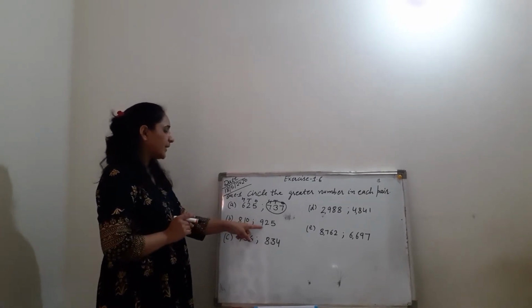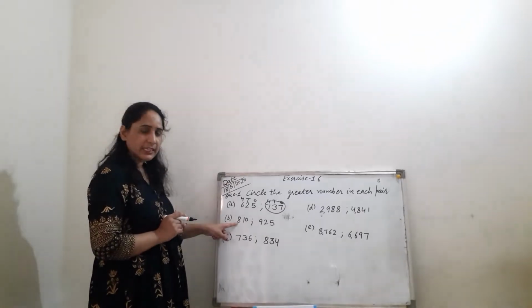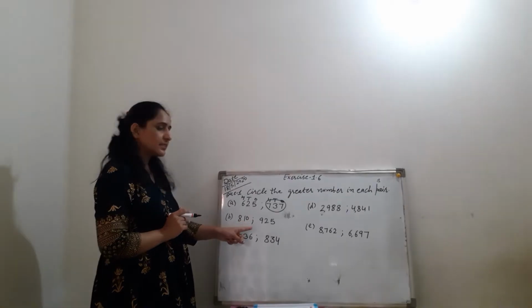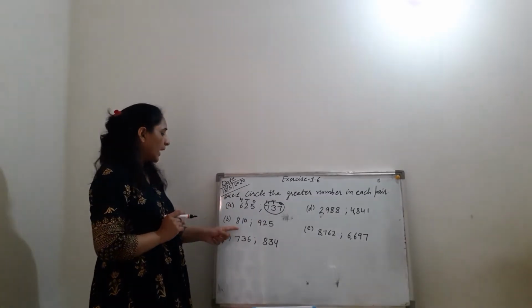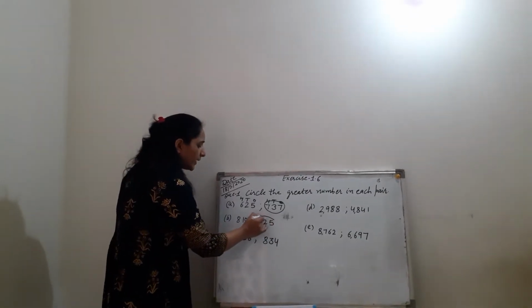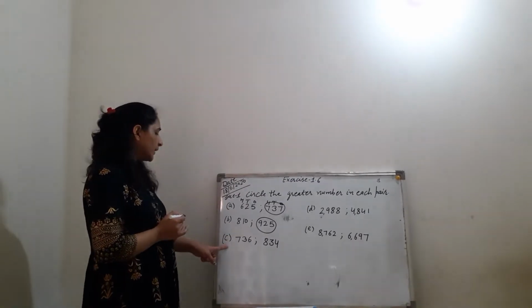Now part B, 810 and 925. In the hundreds place there is 8. In the hundreds place there is 9. So which one is greater? 9 is greater. It's 925 and it is 810. So which is greater? It's 925. Clear?